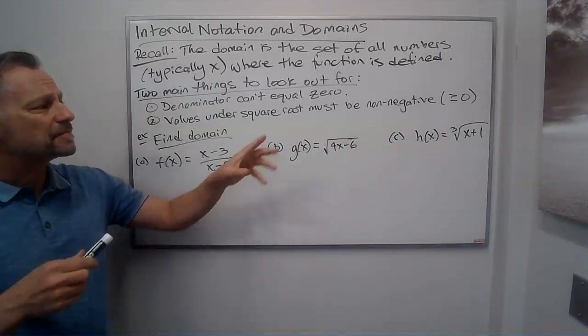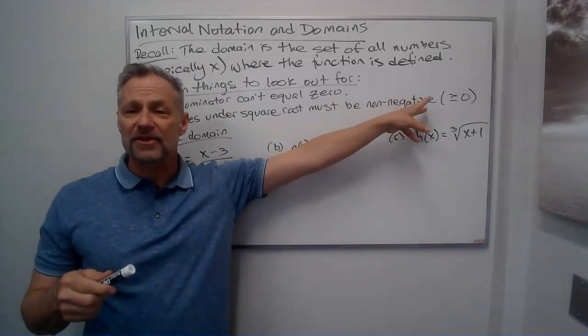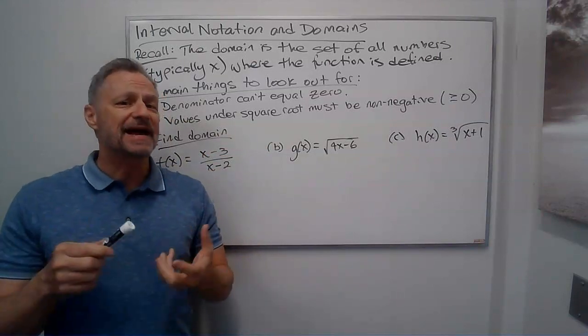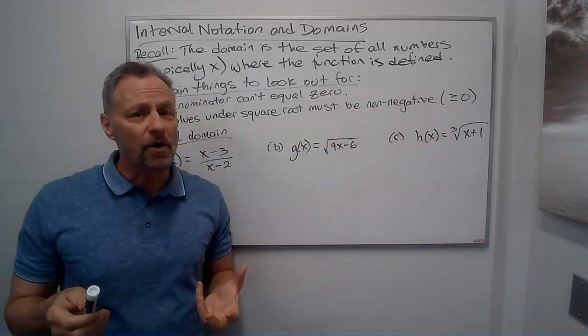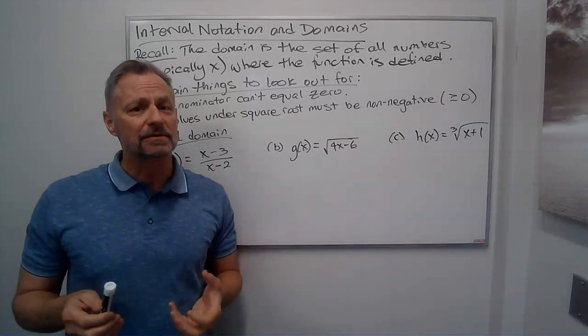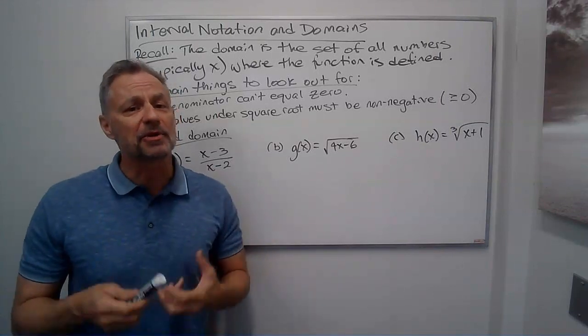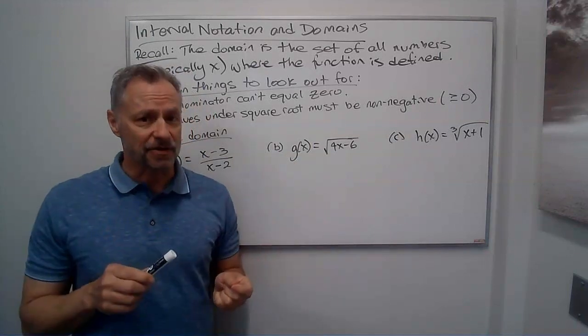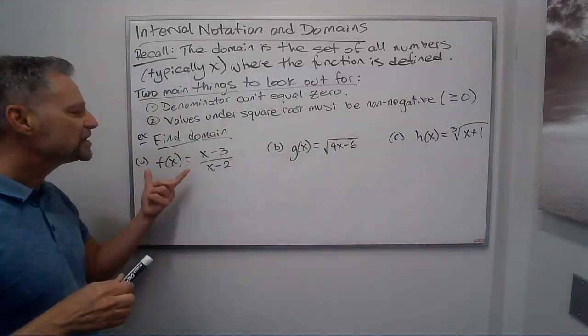Now, non-negative means greater than or equal to 0, so positive or 0. So think about it. If I have, say, the square root of -4, that's not a real number. It's an imaginary or complex number. You may or may not have gotten to those yet, but it's not a real number, so it's not in the domain. All right, so let's look at some examples.